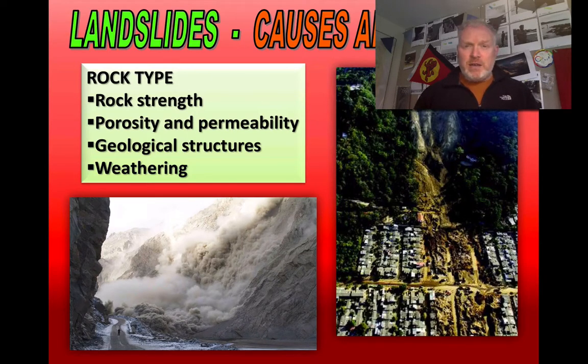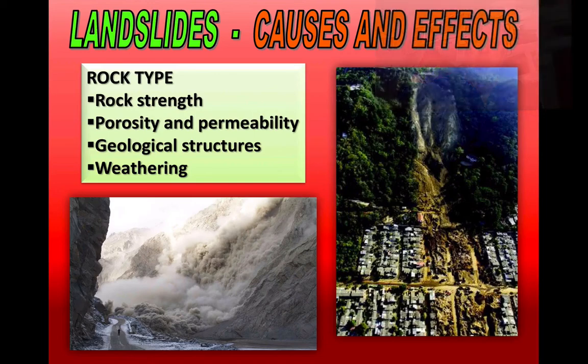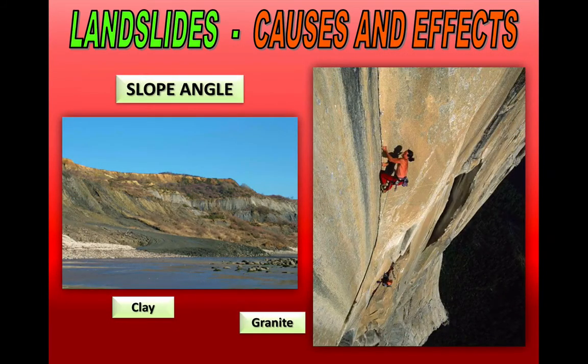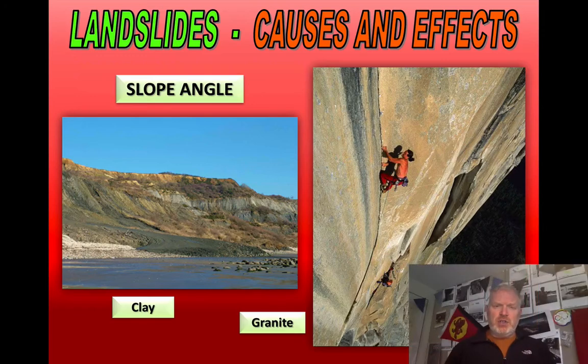For example, granite can be very, very strong. But if it weathers down, if it breaks down, the feldspars in there will break down to clay, and we end up with what can be quite a weak rock. So geologists need to consider all of these factors when they're looking at the likelihood of a landslide occurring. It's not the only feature.